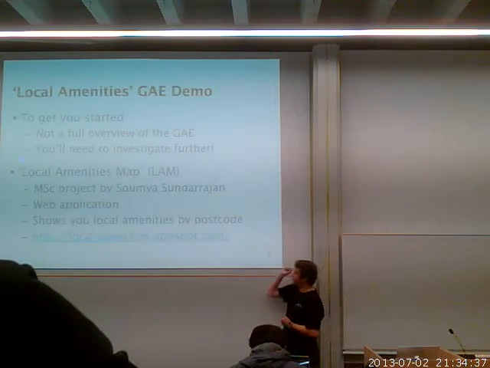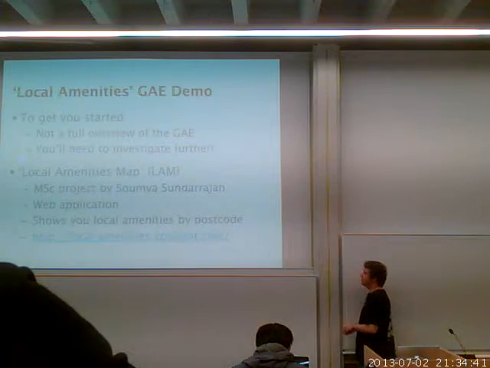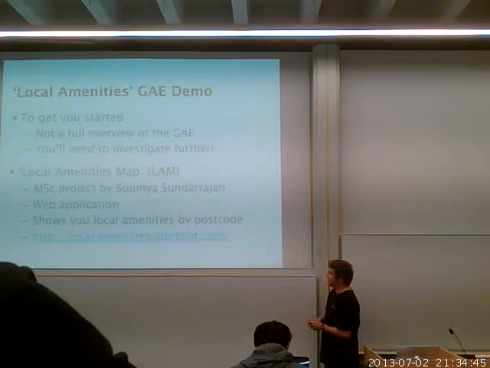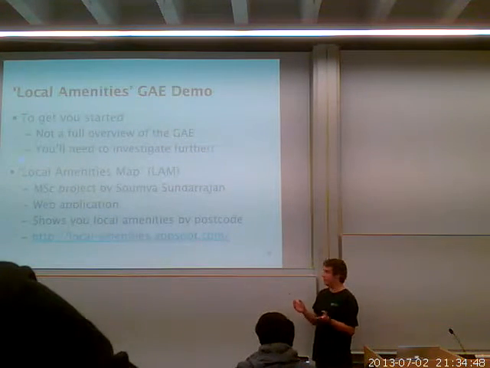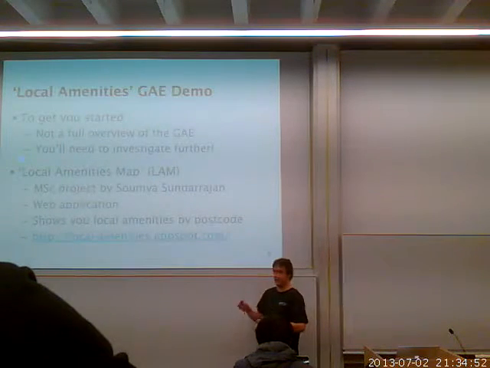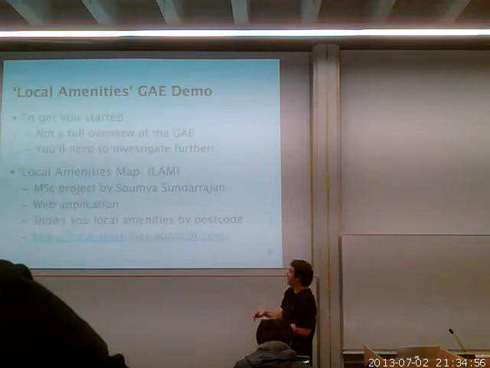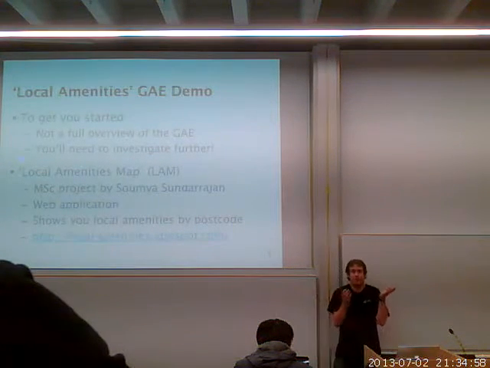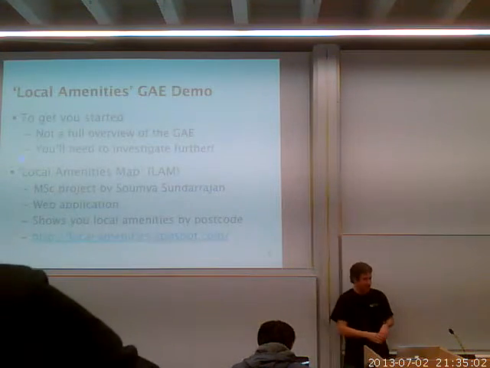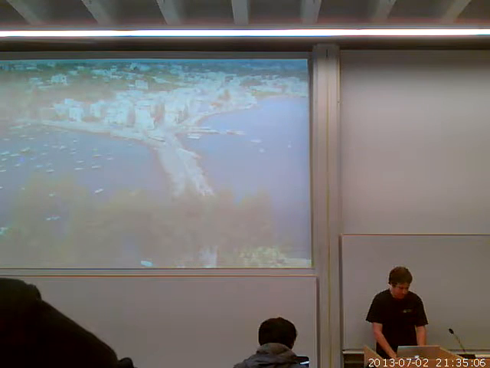The case that we'll be looking at is an MSc project that was written by Suma Sundararajan, a local amenities map. We'll have a quick look at that in a minute. It's a basic web application that uses Python and JavaScript. It's available on GitHub, and it shows you basically local amenities by postcode. So you can quickly log in, give it a postcode, and it will show you a Google map of amenities that are local to you. I'll show you that now.